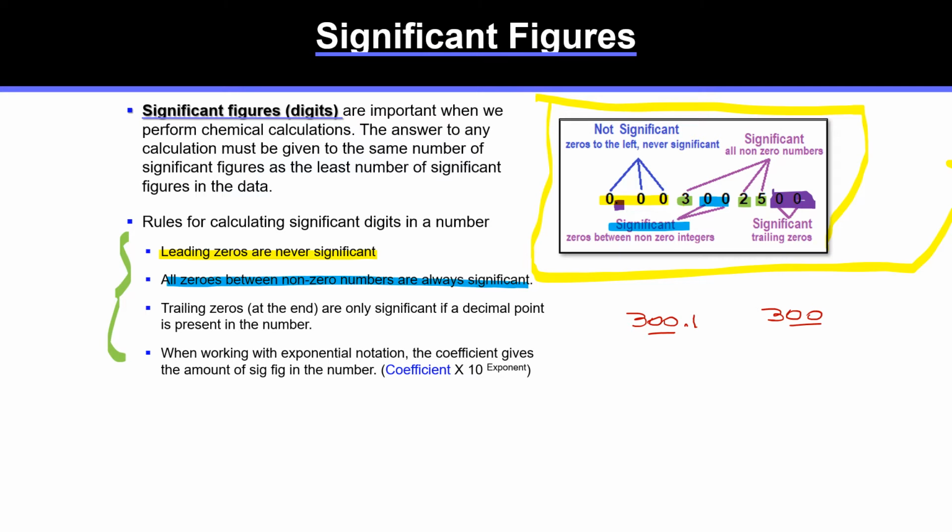Why are they not significant? Because there is no decimal point. But if I put 3.00, these zeros are significant. They are important, and we need to show them.